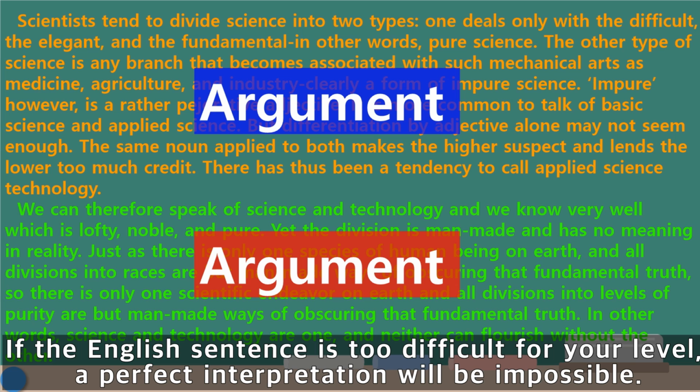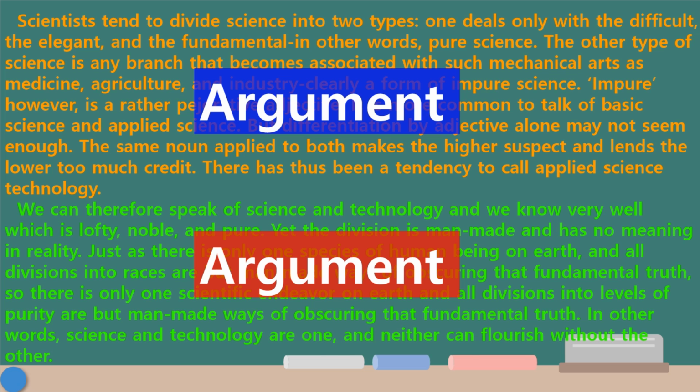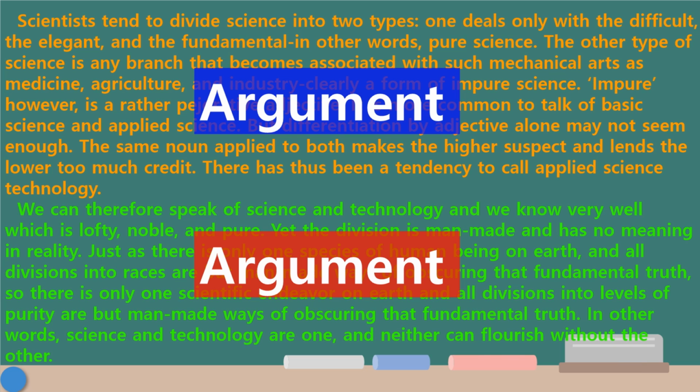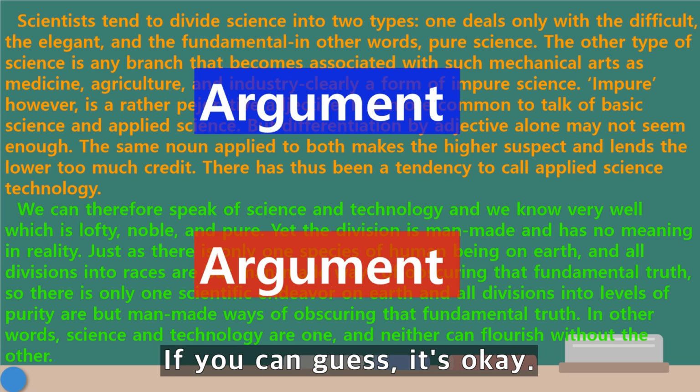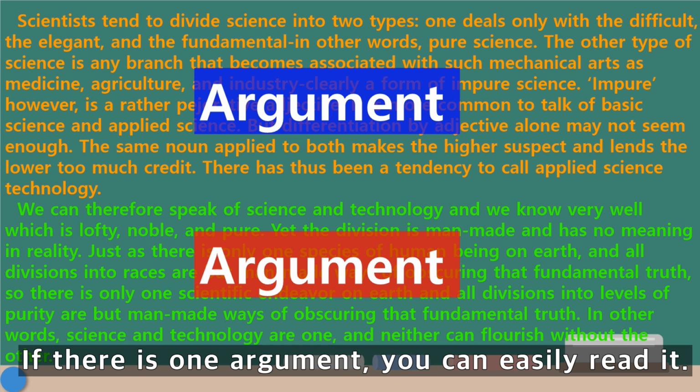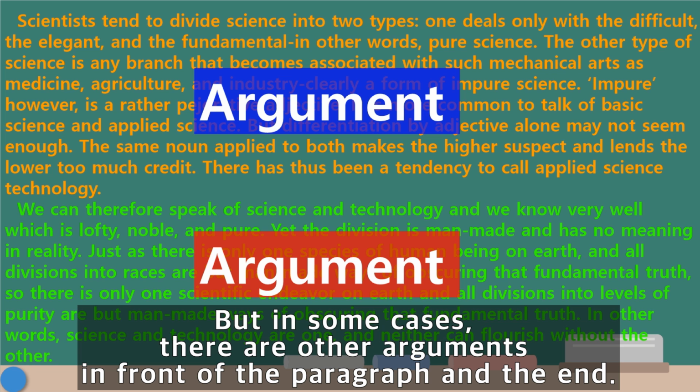If the English sentence is too difficult for your level, a perfect interpretation will be impossible. So, don't try to fully understand what the writer argues in the paragraph. If you can guess, it's okay. Sometimes the writer argues for only one thing in a paragraph. If there is one argument, you can easily read it. But in some cases, there are other arguments in front of the paragraph and the end.